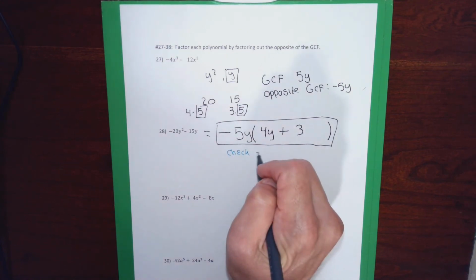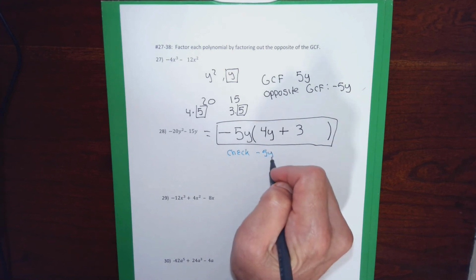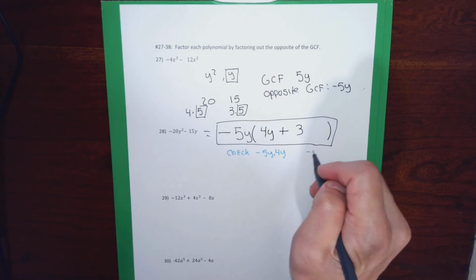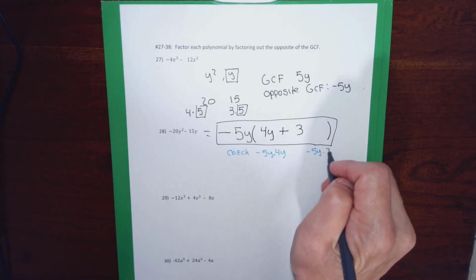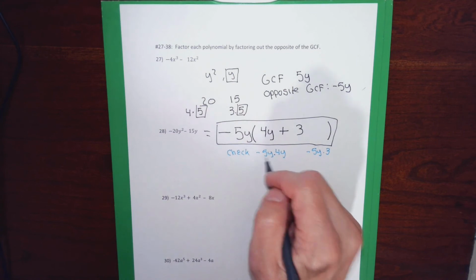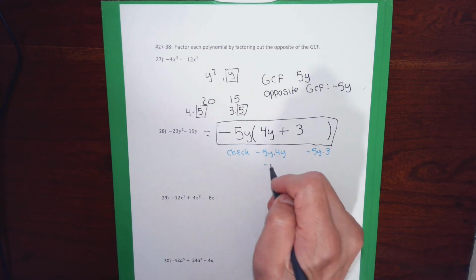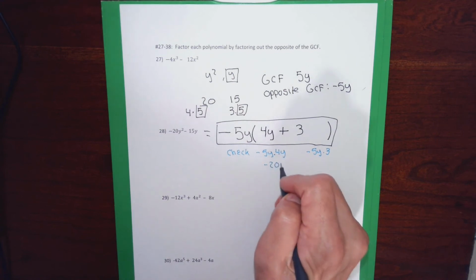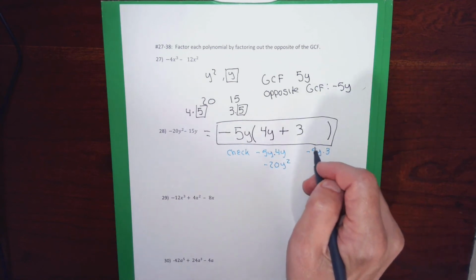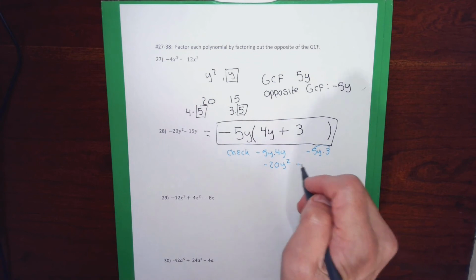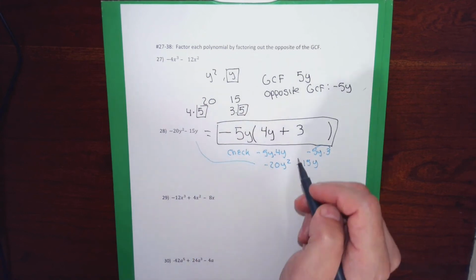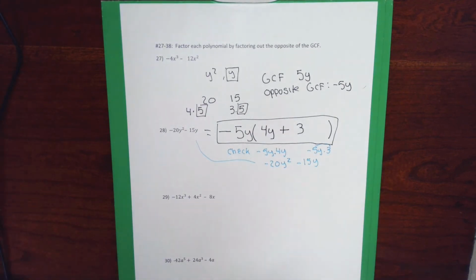To check, I'm going to go minus 5y times positive 4y and minus 5y times positive 3. The first multiplication, I multiply minus 5 times 4 and get minus 20. I multiply y times y and get y squared. Second multiplication, I do minus 3 times 5 and get minus 15, and I leave the y. It matches perfectly with my original, so I know my answer checks.